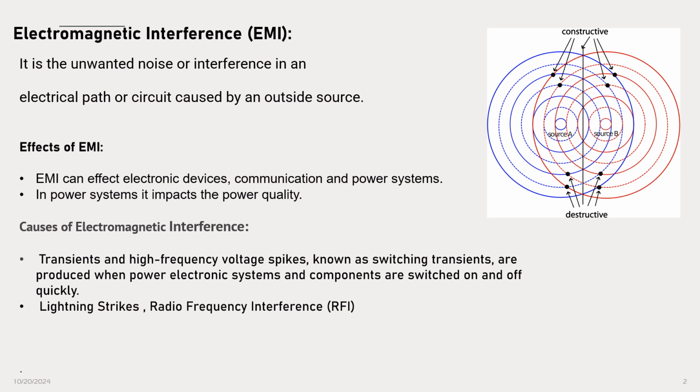Radio frequency interference. External sources of radio frequency signals, such as radio transmitters, wireless devices, and nearby communication systems, can couple electromagnetic energy into power lines, causing interference.